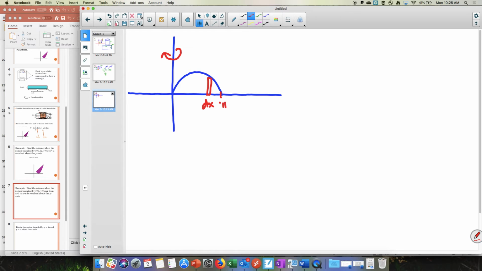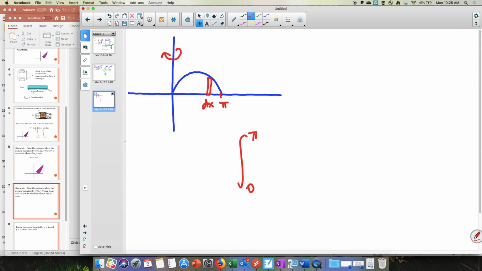Okay, so we know we're going from 0 to pi. Notice how our rectangles are parallel to our axis of rotation, so we're using shells. We're going from 0 to pi because it literally told us, we didn't have to make a guess on that. It said from 0 to pi.